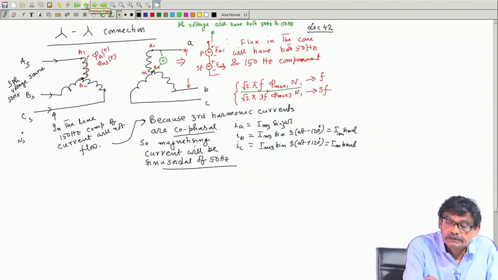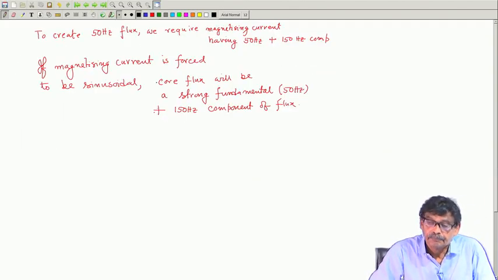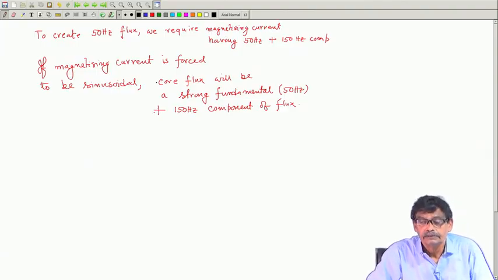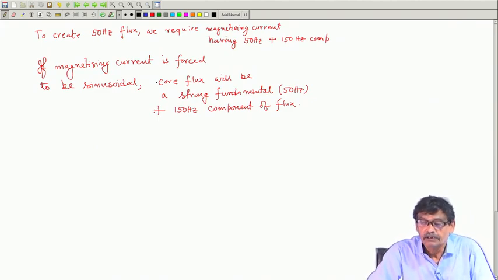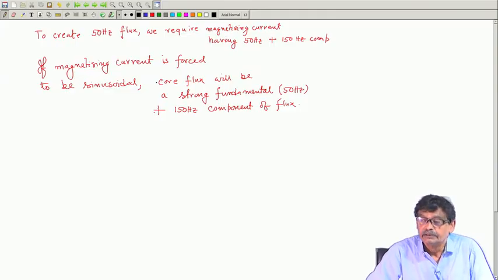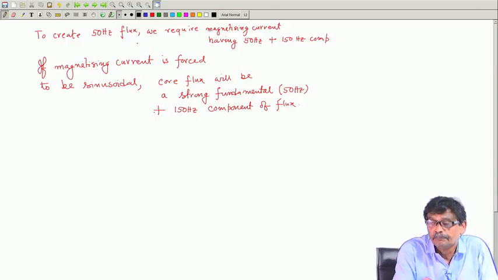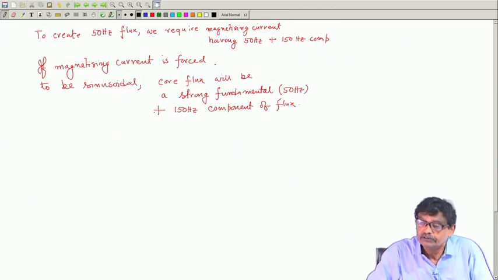Remember these two things. If the magnetizing current happens to be sinusoidal 50 hertz, then the core flux will have both 50 hertz and 150 hertz components. On the other hand, if the flux in the core is 50 hertz only, then the magnetizing current must have a 50 hertz component as well as a 150 hertz component.